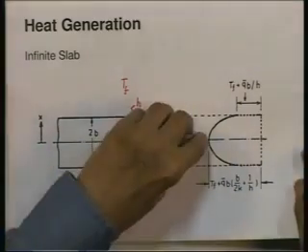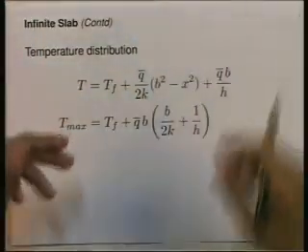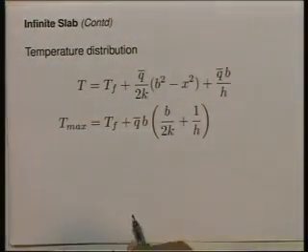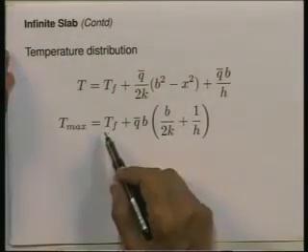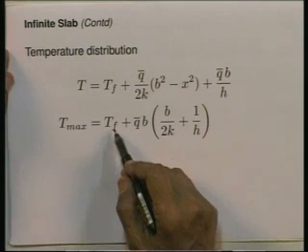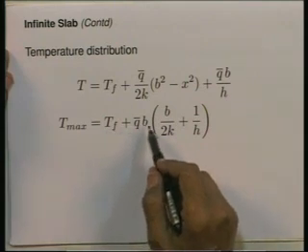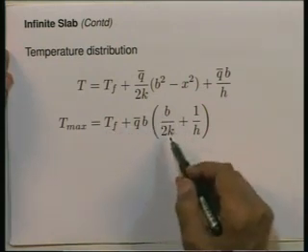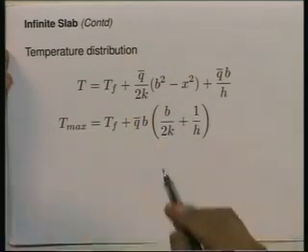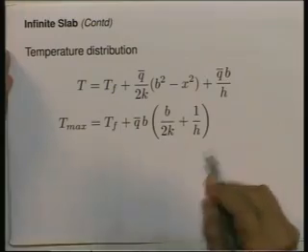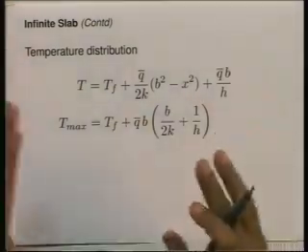Obviously, the maximum occurs at the center, and in order to obtain the maximum value, T max at the center, you put x equal to 0. So, you will get T max is equal to T_f plus q̄ b into (b by 2k plus 1 by h). That is the maximum temperature that occurs within the infinite slab at the center line. So, this is the solution to the problem that we have got.